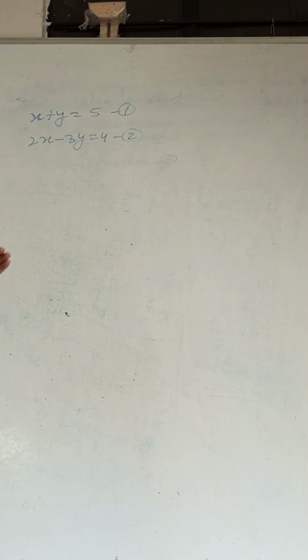We are choosing here the y. Why? Because here the signs are different, so we are going to add. If the signs are different, we are going to add. If we are choosing the x value, then we are going to subtract. So we are choosing here the y value.